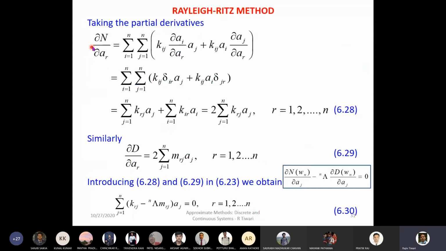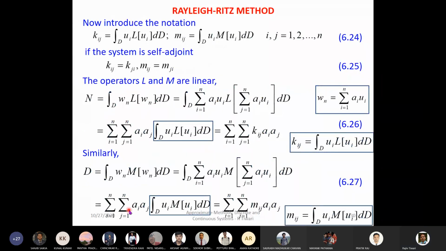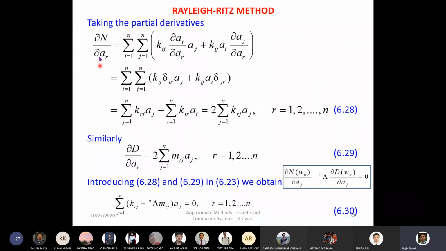Now, if we go back to the final result after the minimization of the residue, or Rayleigh's quotient, we had the derivative of N with respect to a_j and the derivative of D with respect to a_j. So this we are finding next. This is the derivative of N with respect to a_r, we are doing it.